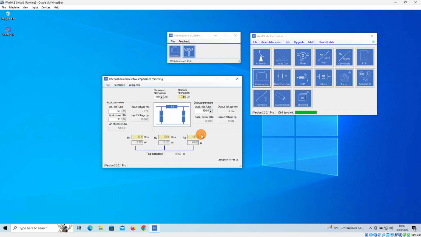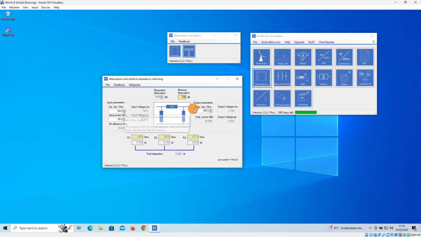The values of these three resistors are shown here: resistor 1, resistor 2, and resistor 3. And the corresponding powers dissipated in each individual resistor are found in the boxes below. The 68.9 ohm resistor has a dissipation of 0.725 watts, or 725 milliwatts. Total dissipation, which we find here, is 0.9 watts or 900 milliwatts. So this is how you can work with this calculator.